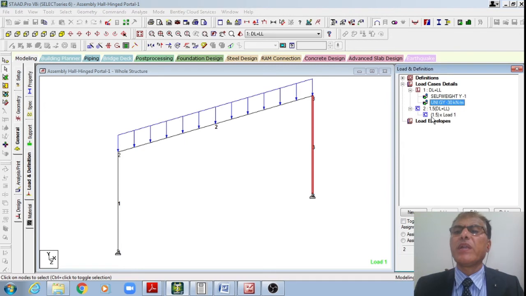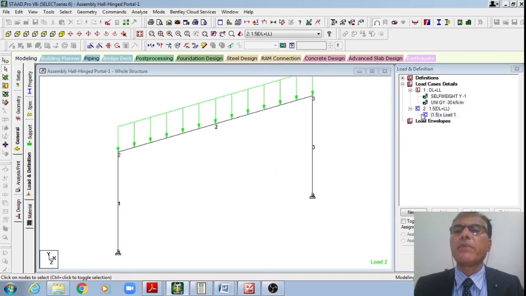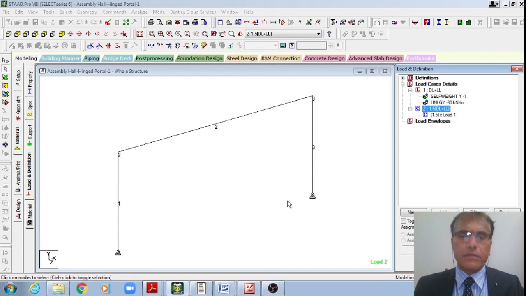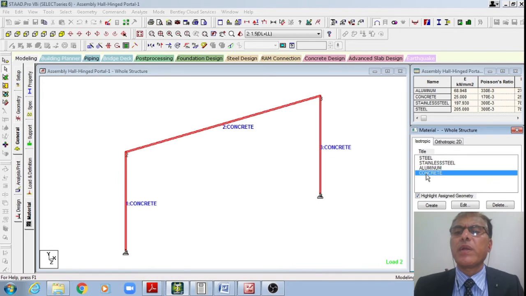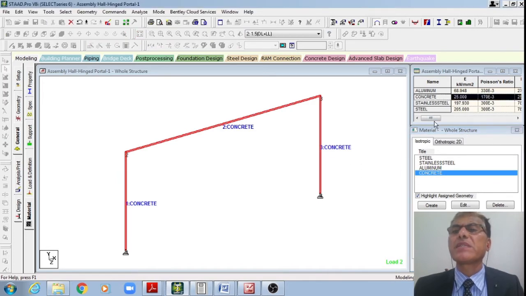Once I do this, now I'll define the load combination as 1.5 multiplied by the primary load 1, so 1 multiplied by 1.5. Now I'll move to the material page. I am defining the concrete like this. The Young's modulus of the concrete is 5000 square root of fck, fck is equal to 25, so it works out to 25 kilonewton per mm square. Poisson's ratio is equal to 0.17, and the other properties.